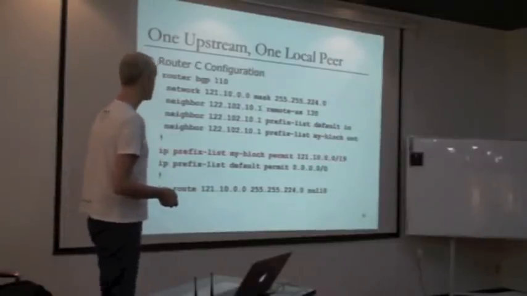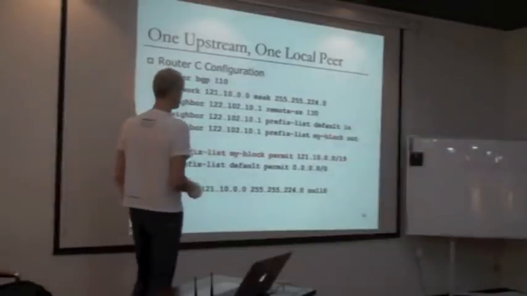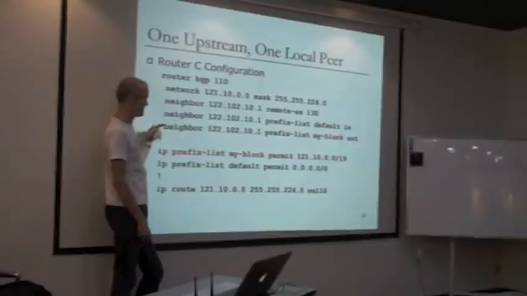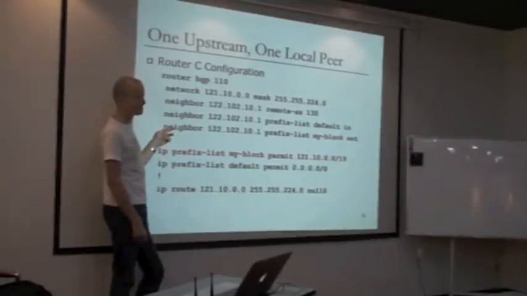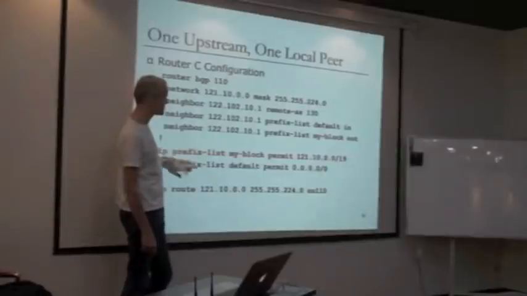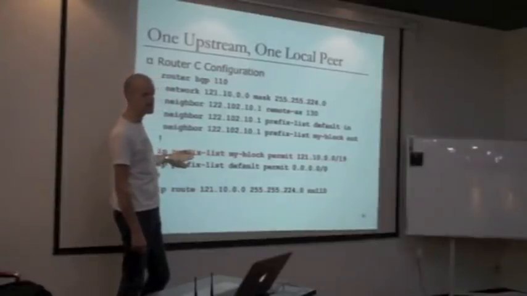Router C configuration, this is towards the upstream, towards AS130. Default route in, my block out, so my /19 outbound. Okay. So again, this is very simple. We're only accepting default, sending our /19 out.